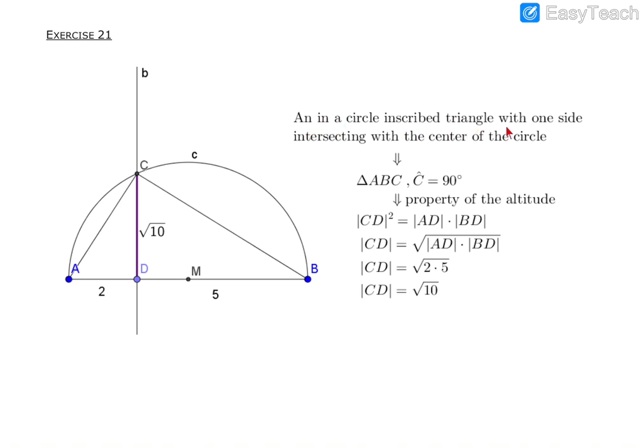Now, a triangle inscribed in a circle with one side passing through the center of the circle is right angled. So therefore ABC is right angled. If ABC is right angled, all my metric relations are applicable. So I'm going to apply the property of the altitude. The altitude squared, CD squared, is equal to the product of the two line segments in which the altitude divides the hypotenuse. So AD times BD, and therefore square root 10.